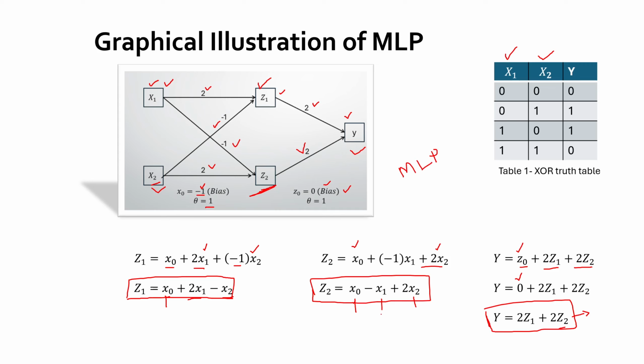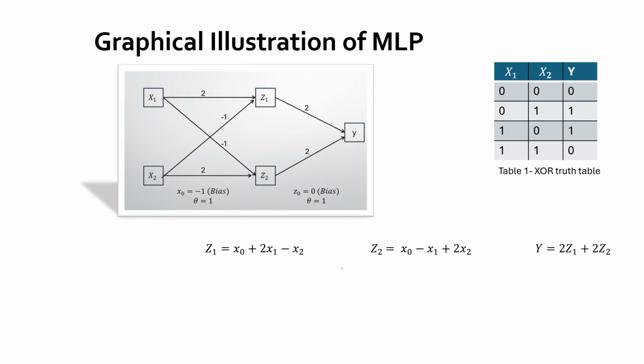Okay, now let's simulate it for one case. Let's first pick the case where both inputs, x1 and x2, have a value of 0, and we expect our output value to be 0 also. So this is case one, where x1 is 0 and x2 is 0.